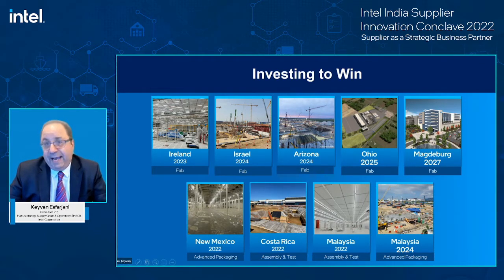So on the top, you see the fabs we're expanding. I mentioned Ireland, Israel, Arizona, which we announced early last year, in March of last year, soon after Pat came on board. Then we announced Ohio and now Magdeburg, right? Each of these is $20 billion of fab investments, right? But all of those are going to be coupled with this back-end processing, which is New Mexico for advanced packaging, Costa Rica for assembly test, Malaysia for assembly test and the advanced packaging.